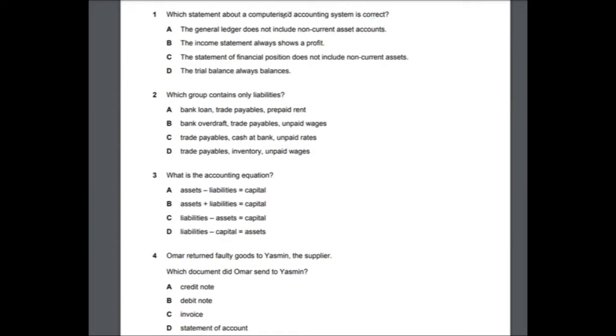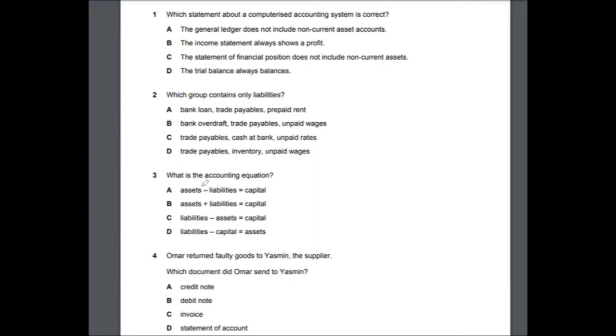Let's look at multiple choice 2, which group contains only liabilities? Let's look at which group will contain only liabilities, right? Option A: bank loan, trade payables, prepaid rent. It has 2 liabilities, but 1 asset. Prepaid rent is an asset. It will be classified as a current asset, but there could be a portion of non-current asset to it. Then option B is bank overdraft, trade payables, unpaid wages. Unpaid wages are a liability, the company has to pay them. So the correct answer to multiple choice 2 is option B in this case.